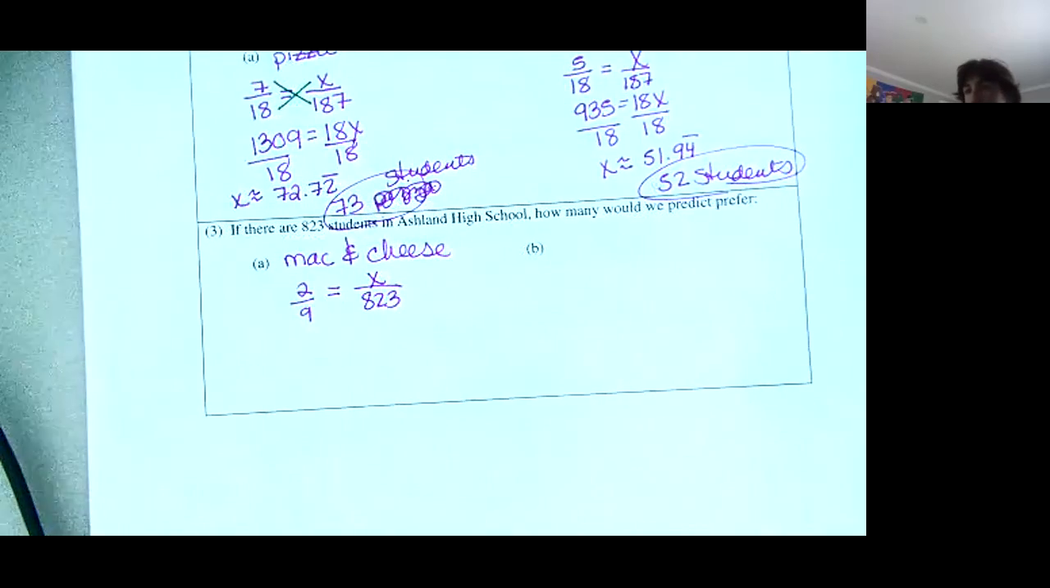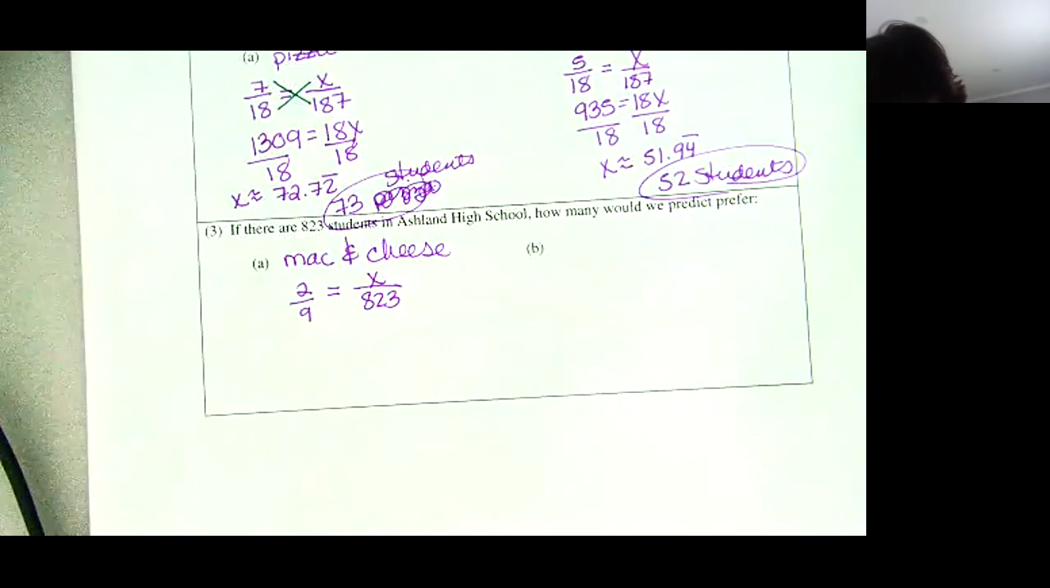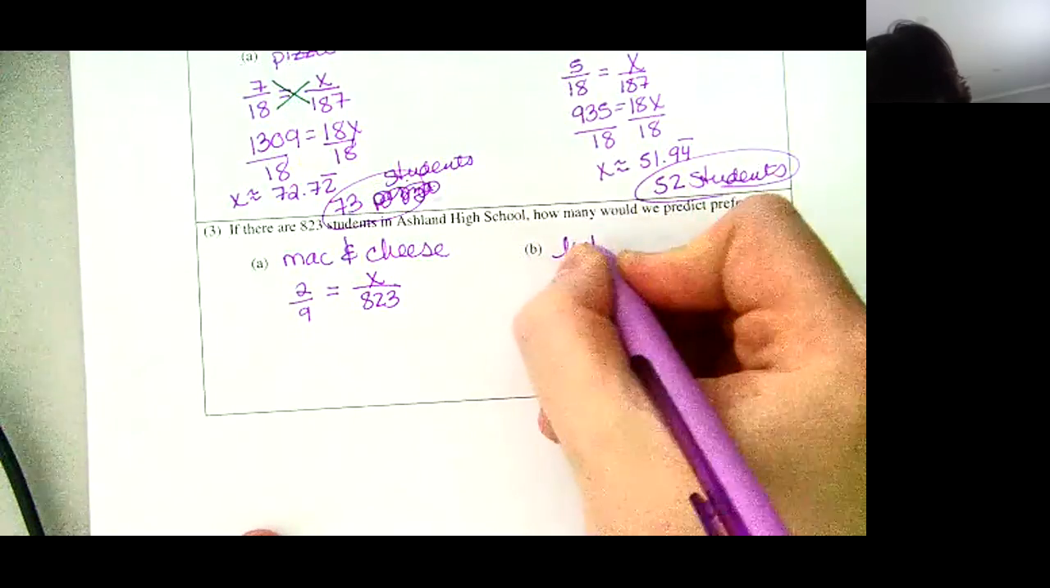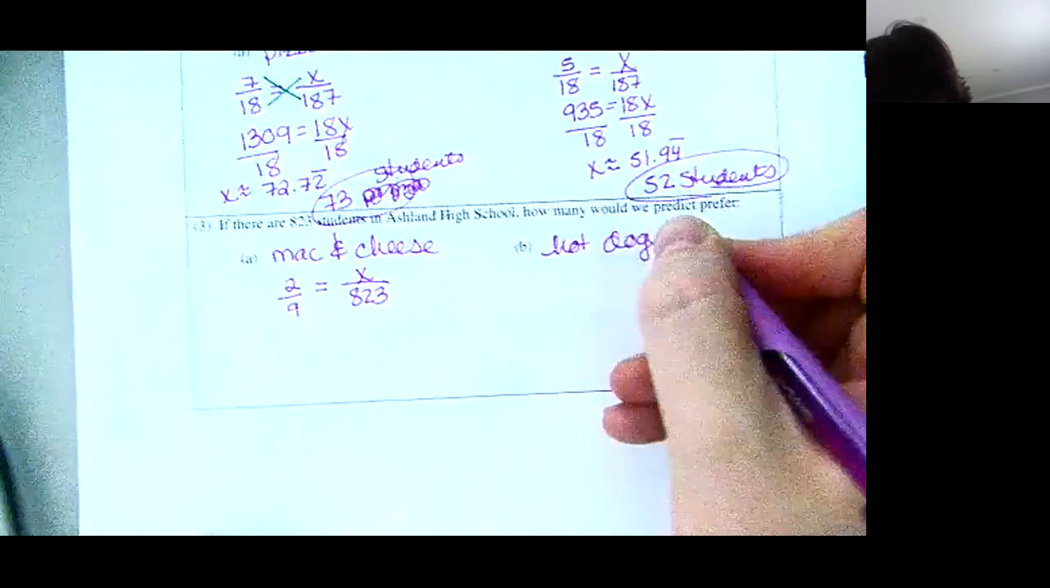Okay, I'm done. You go do the rest of that one. We're gonna cross multiply. We're gonna solve, and when you finish, how about you do the same thing for hot dogs?